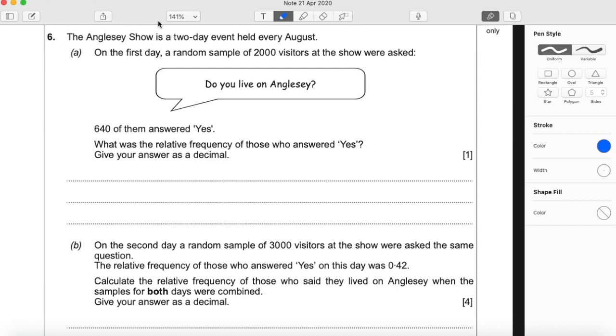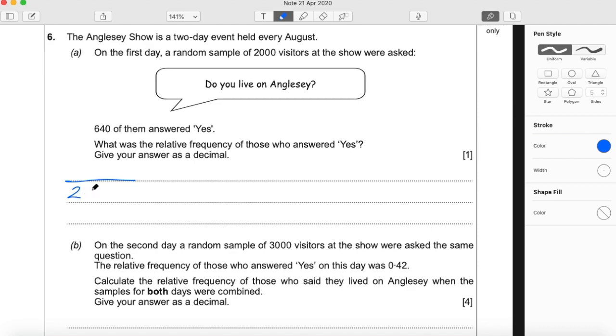The Anglesey Show is a 2-day event held every August. Part A. On the first day, a random sample of 2,000 visitors at the show were asked, "Do you live on Anglesey?" 640 of them answered yes. What was the relative frequency of those who answered yes? Give your answer as a decimal.